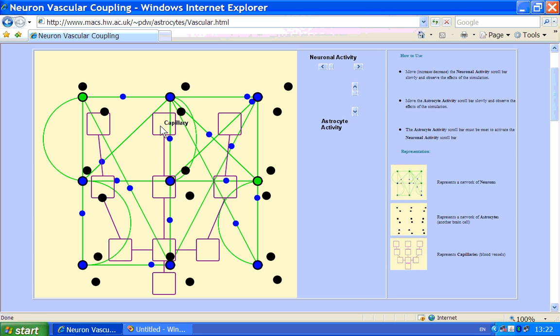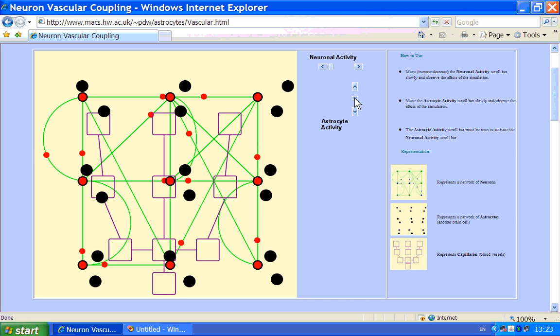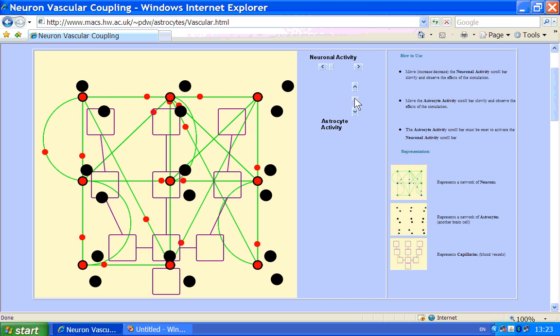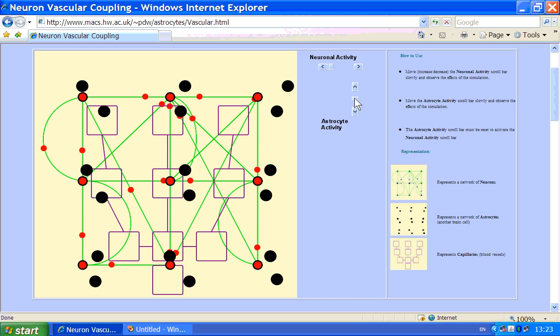Let's look now at what the astrocytes do. The astrocytes listen in to the activities of the neurons. I'm going to turn up the astrocyte activity. If I turn up the astrocytes, then they will cause the neurons to fire more frequently. They also dilate the blood vessels.